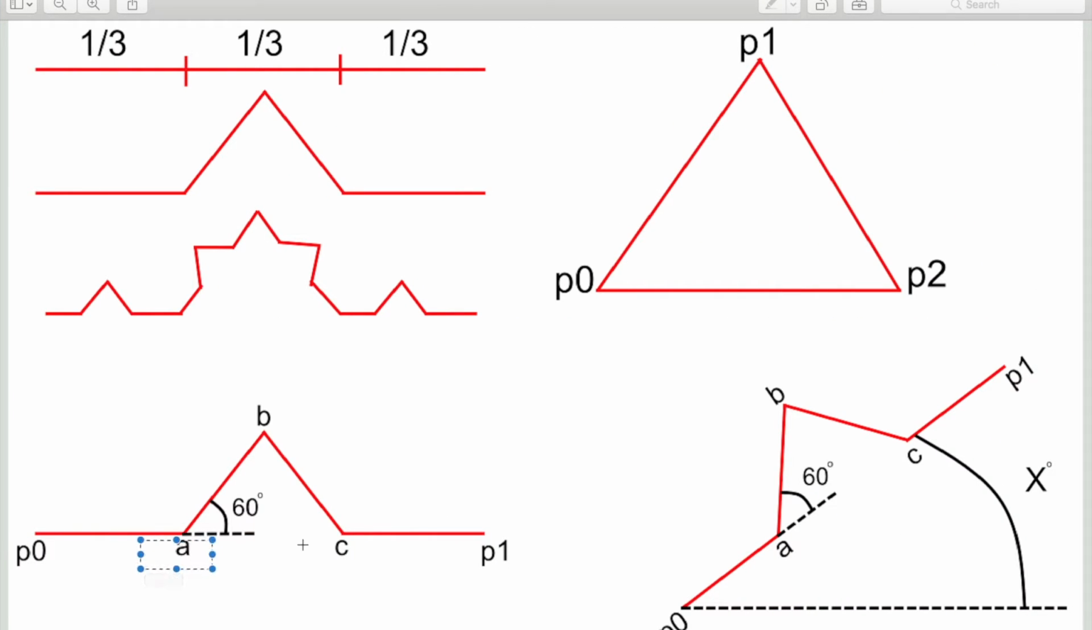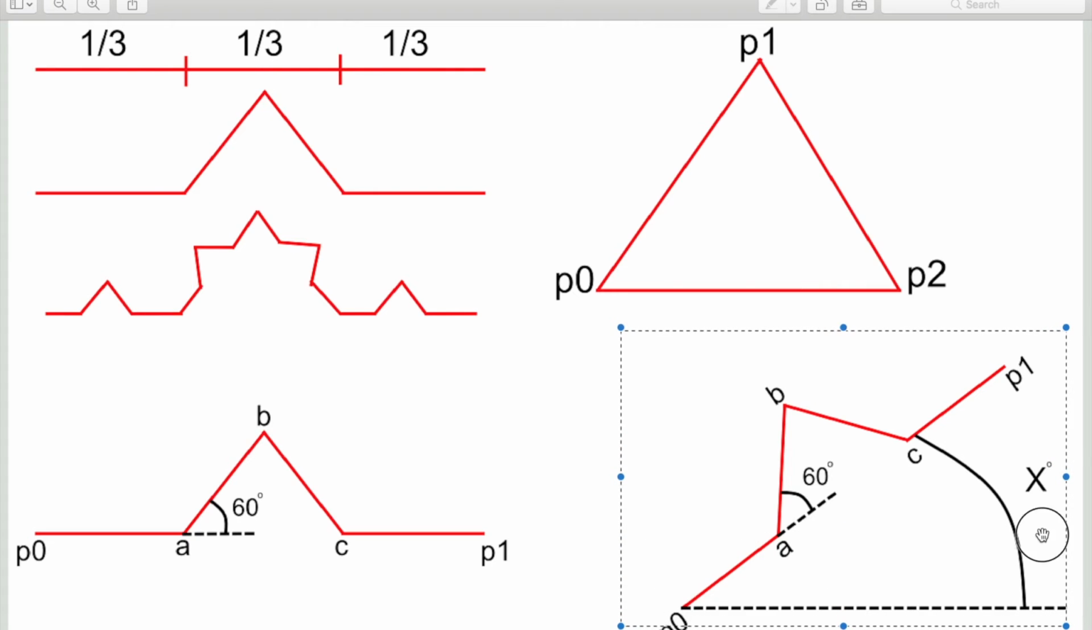Calculating points A and C is quite simple. To get point A, we add 1/3 of a distance to point 0. And to get point C, we subtract 1/3 of a distance from point 1. To calculate point B, we need to add segment length to point A and rotate the line by 60 degrees using trigonometric functions. Keep in mind that our line might not be horizontal. In this case, we first need to calculate this angle here and then subtract the angle of B from it. Let's code it.